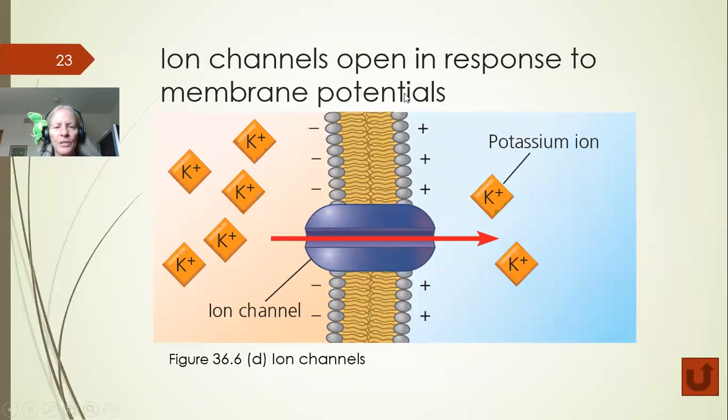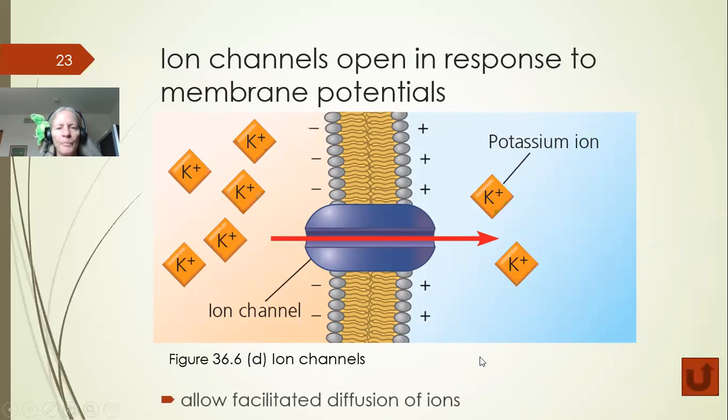And then another thing that this membrane potential does is that it often stimulates a channel to open in response to this membrane potential. So in this case, you can see a higher positive charge on this side of the membrane and a lower positive or a negative charge on the inside. And so potassium is going to move across this membrane from where it is in high concentration to where it is in low concentration. And this is allowed because this ion channel opens whenever this membrane potential happens.